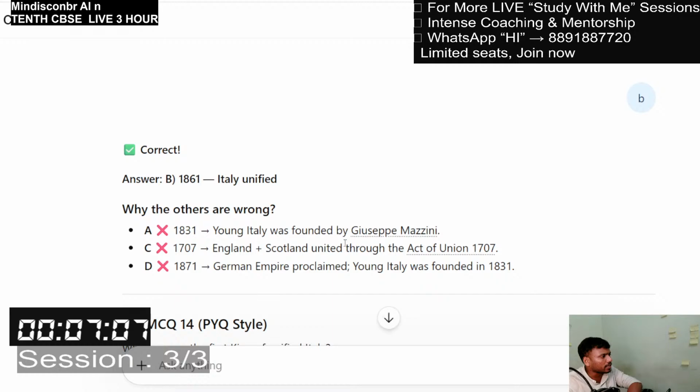1831, Young Italy was founded by Giuseppe Mazzini. 1707, England plus Scotland united through the Act of Union, and in 1871, the German Empire was proclaimed. Young Italy was founded in 1831.